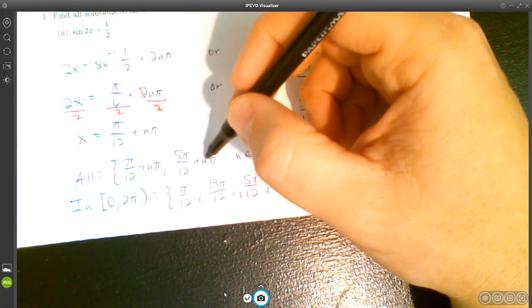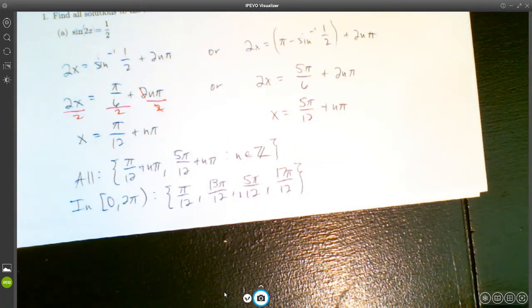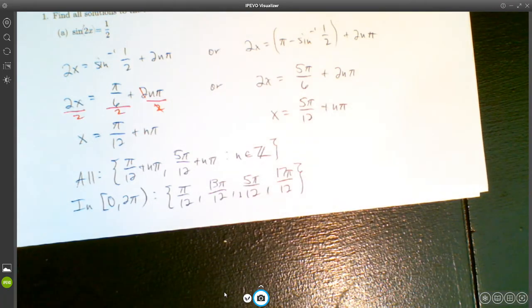If I plug in 2, then I get 2 pi plus 5 pi over 12. That's obviously bigger than 2 pi. So that does it, right? Those are all of the solutions that live in the interval from 0 to 2 pi.